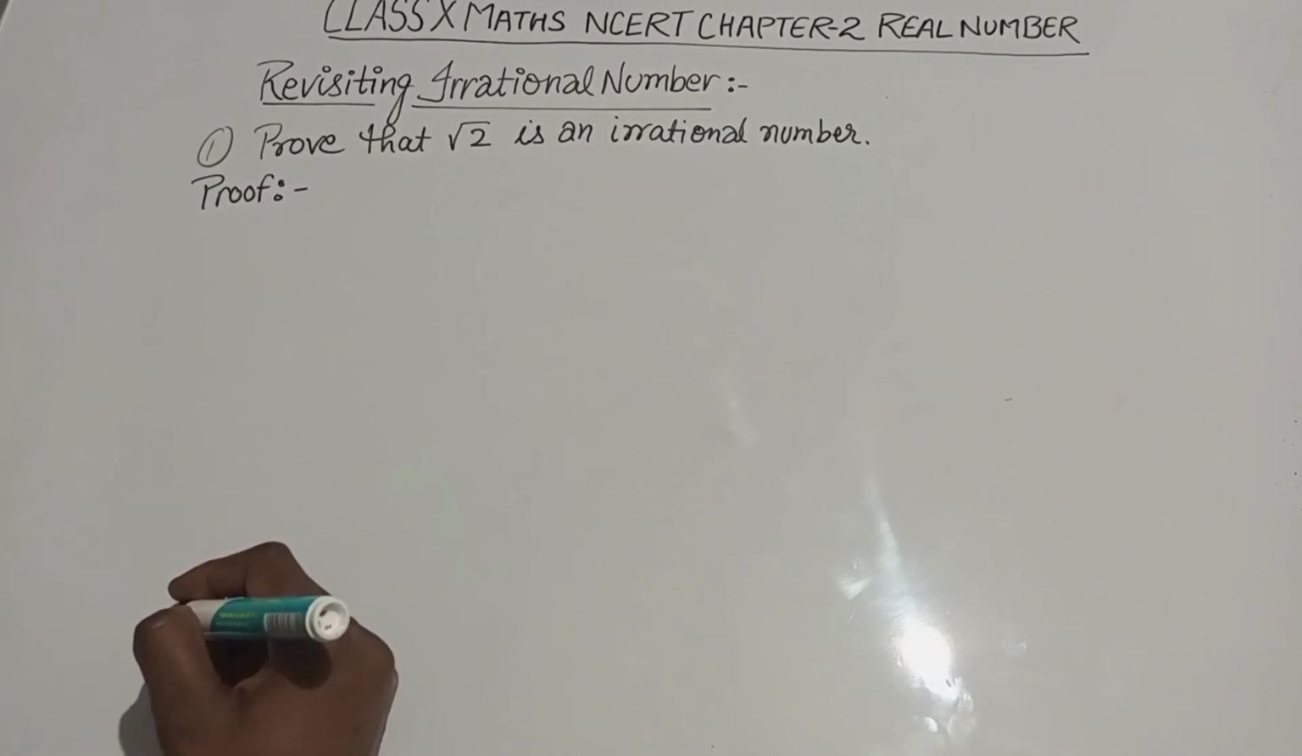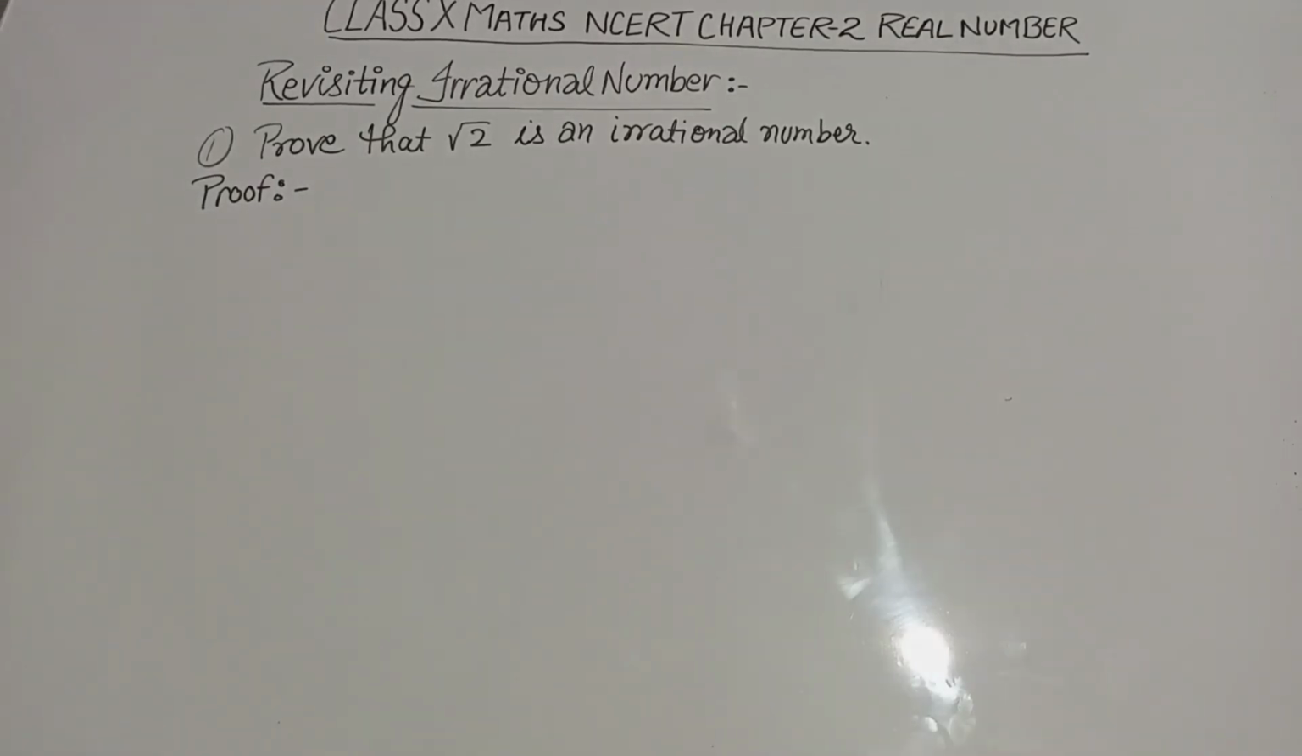So let root 2 be irrational. Here we use the contradiction method. What the contradiction method says is: let root 2 be not irrational, it is rational, and after proving, we say that this is a contradiction. Root 2 is not rational, and if a number is not rational, it becomes irrational. So here we use the contradiction method.